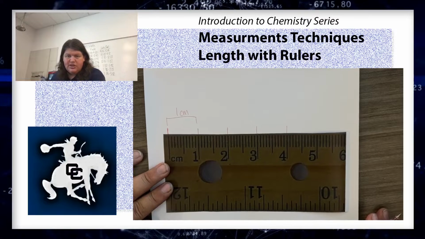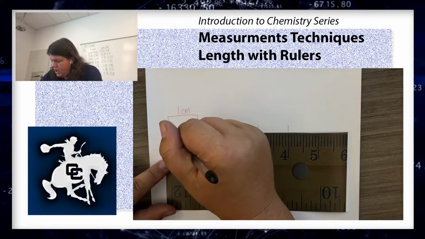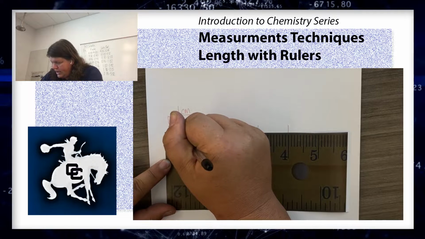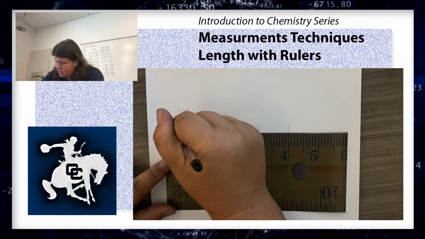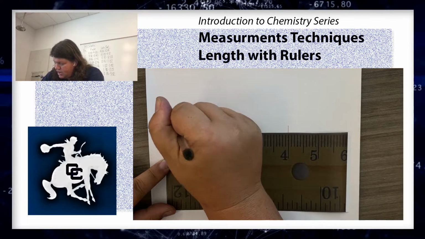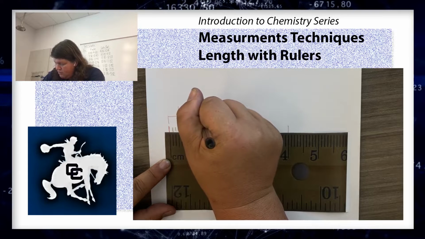Conversely, you'll notice that there are some smaller marks between the centimeters here, and those smaller marks are actually 1/10 of a centimeter, also known as a millimeter. So these little marks right here are 0.1 cm, which is 1 millimeter.